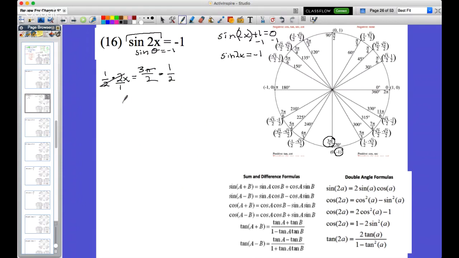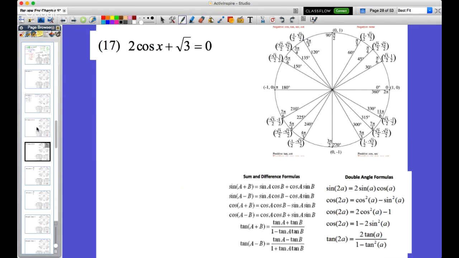So these 2's cancel out, which will leave us an x. So then we're just going to have 3 pi times the 1. You multiply the numerators together, and you multiply the denominators together. So then that would give us x is equal to 3 pi over 4. And boom, we're done right there. Quick, easy, not too terrible. Let's take a look at the next one.